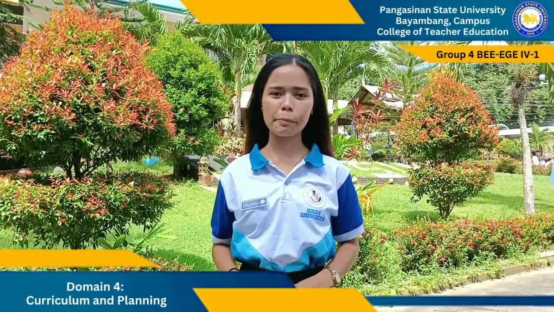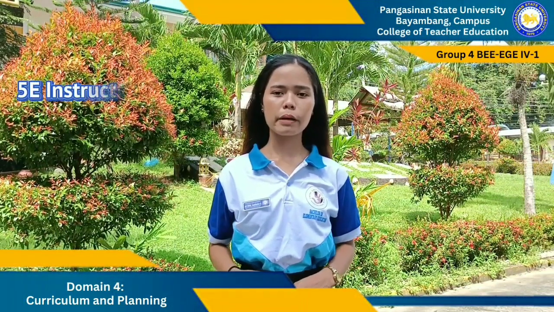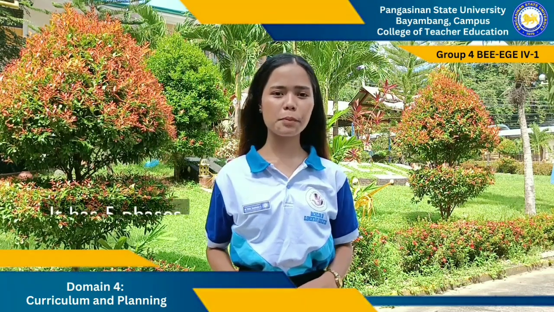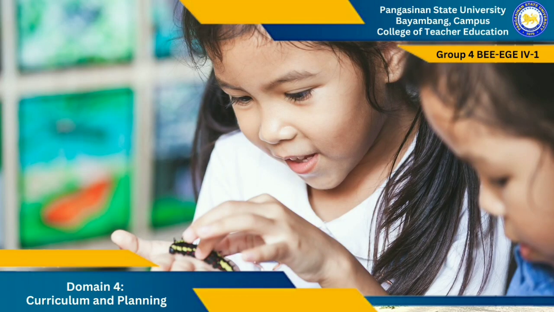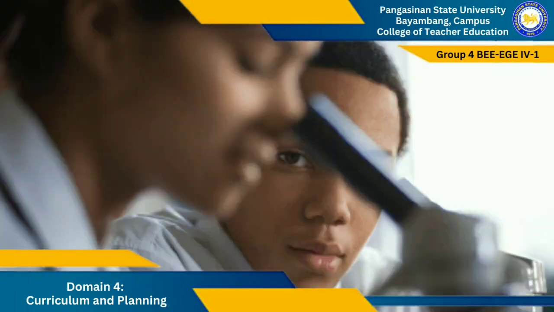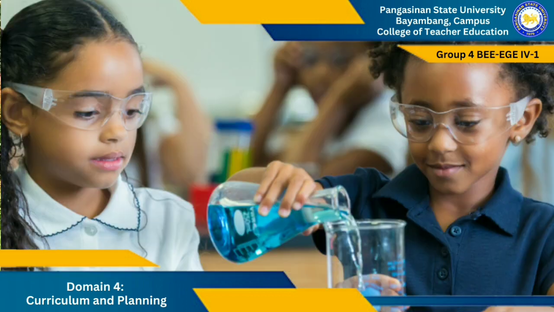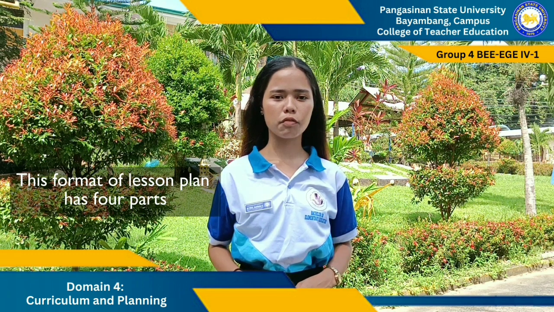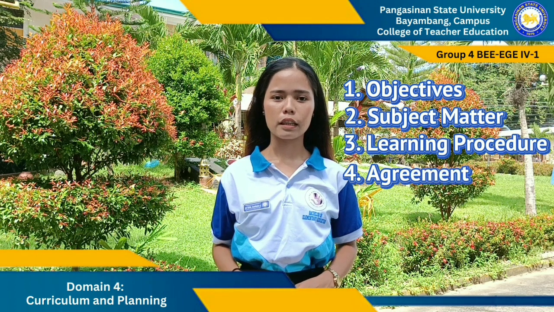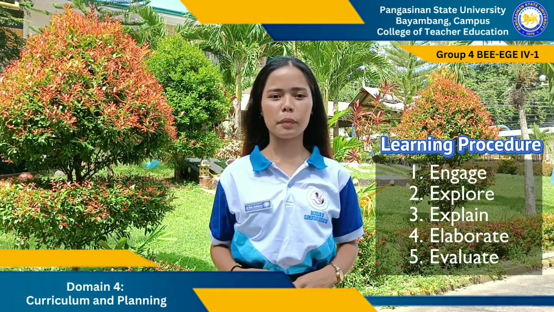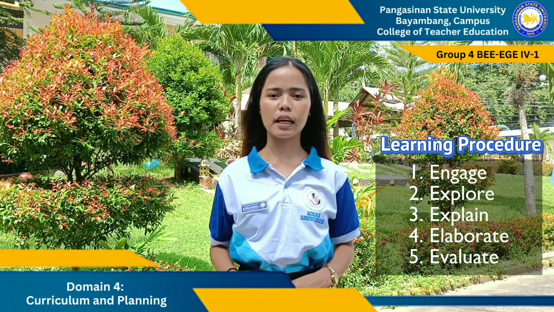From the lesson plan exemplar that our mentor gave us, we chose the 5E model sample to examine and describe how each part was written. The 5E lesson plan model has 5 phases that encourage students to engage their curiosity, that provide a structure for students to connect their ideas with their experiences and apply their learning to new contexts. This format of lesson plan has 4 parts: objectives, subject matter, learning procedure, and agreement. The 5E can be found in the learning procedure part, which are the Engage, Explore, Explain, Elaborate, and Evaluate.